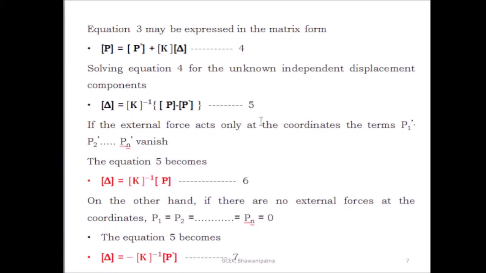This is equation 5. If the external forces act only at the coordinates, the terms P1 dash, P2 dash, Pn dash vanish. So after taking P dash equal to 0, equation 5 becomes delta is equal to K inverse into P. On the other hand, if there are no external forces at the coordinates, then P1 is equal to P2 is equal to Pn, that is equal to 0. Then equation 5 becomes delta is equal to minus K inverse P dash.